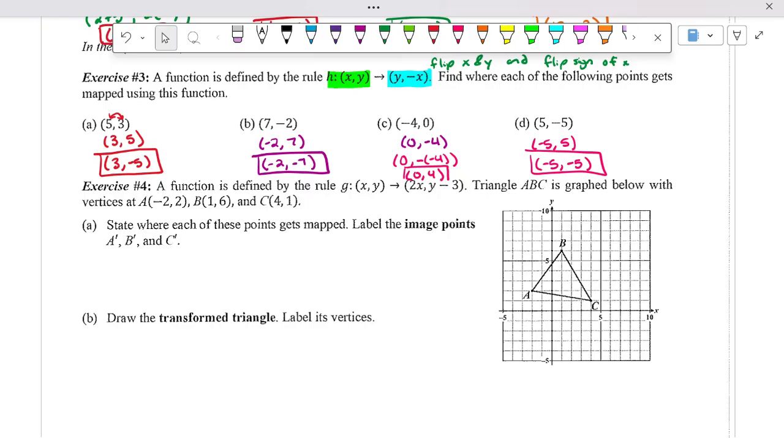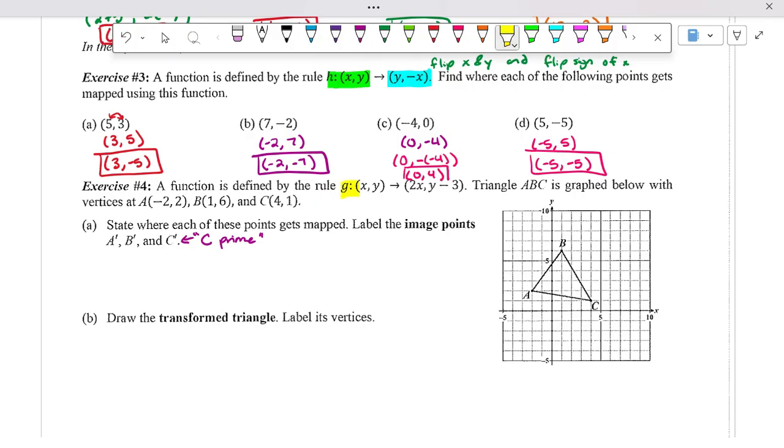So these little apostrophes right here next to the letters, how we say that in math is prime. All right, it just means it's the new image. All right, that's really all it means. It means we did a transformation. So the way you would pronounce, say, C prime is literally C prime. That's how you say it.